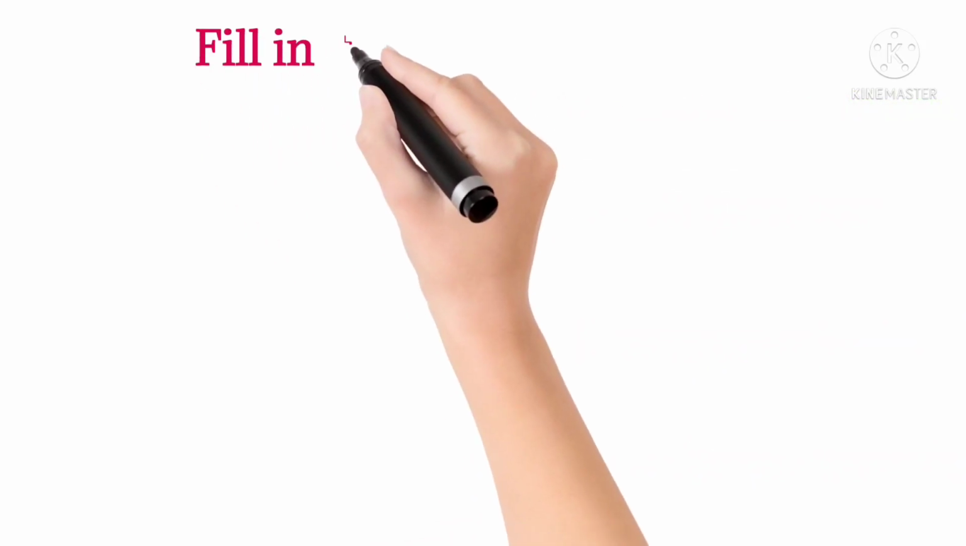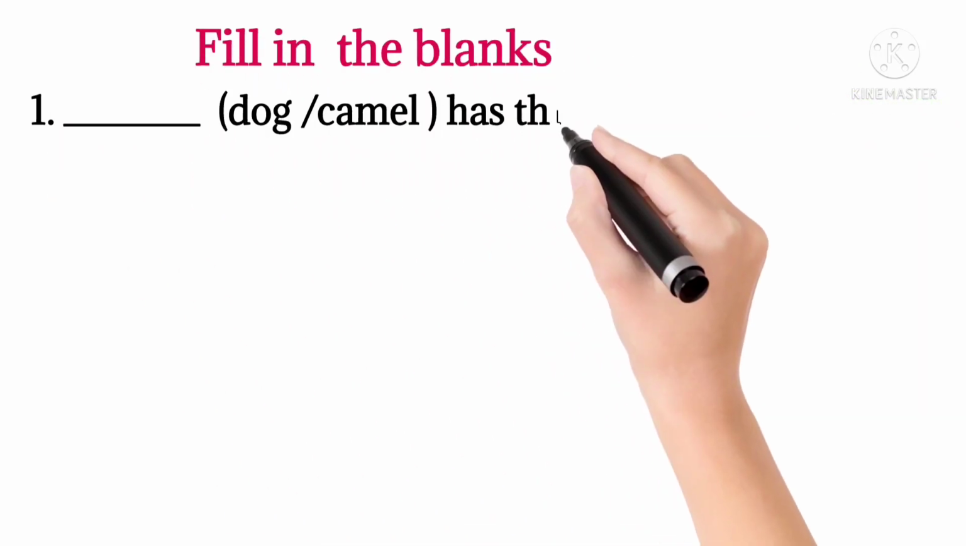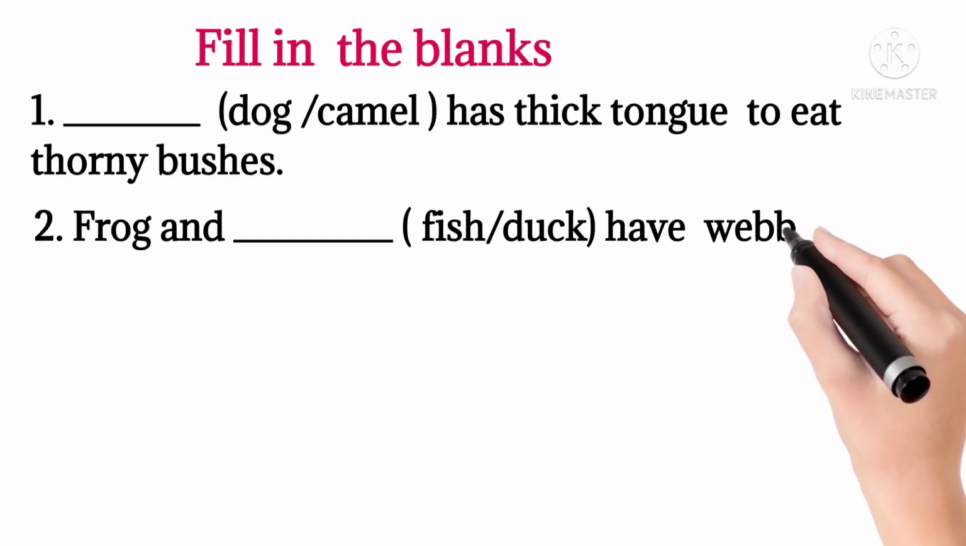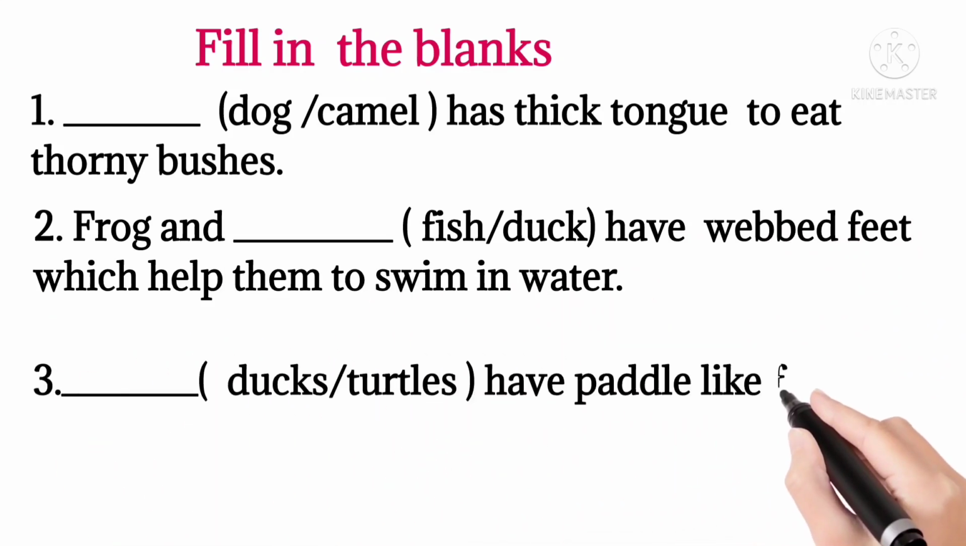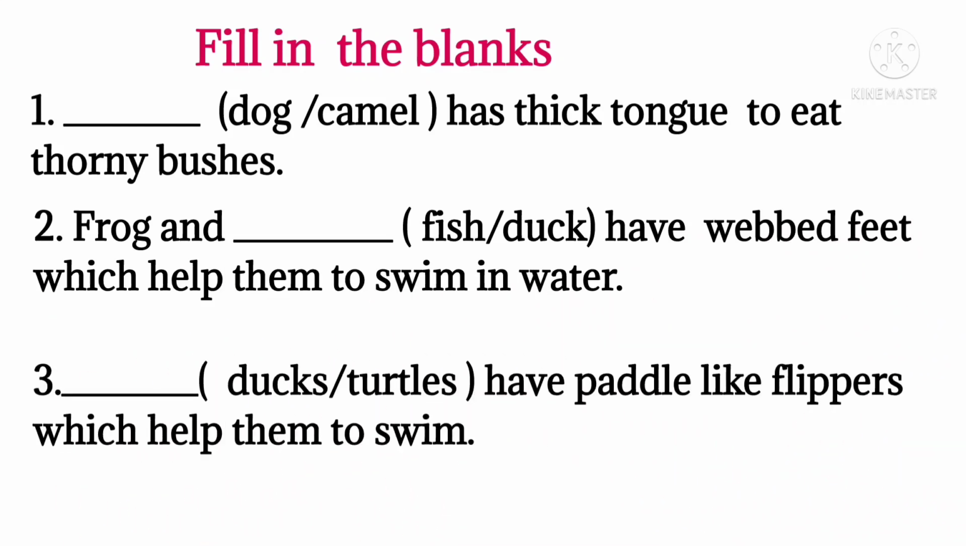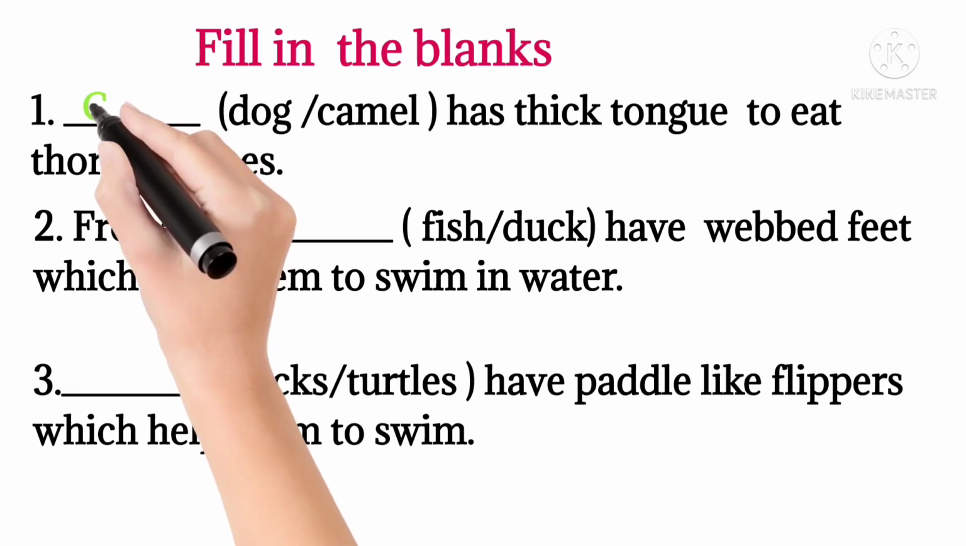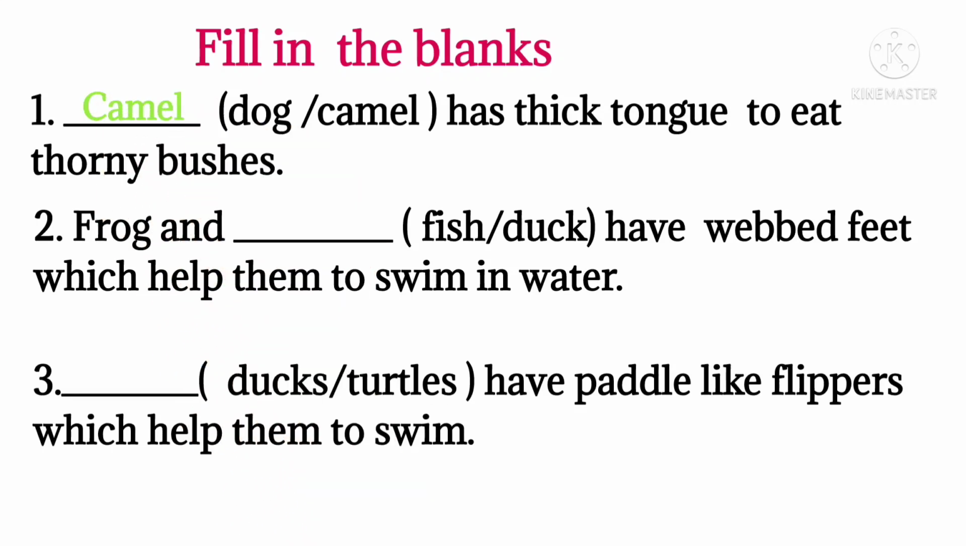First, filling the blanks. 1. Dog or camel has thick tongue to eat thorny bushes. Answer, camel. Most of the desert plants are thorny. Example, cactus, bamboo, etc.